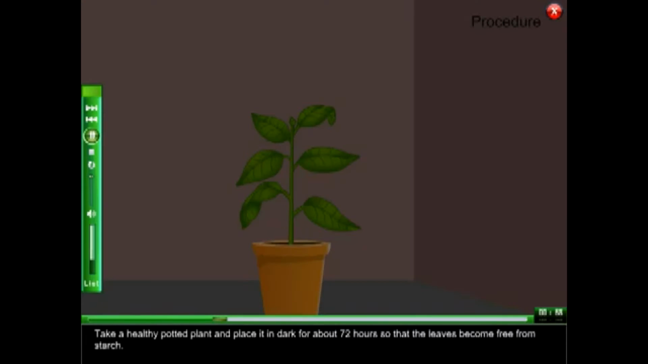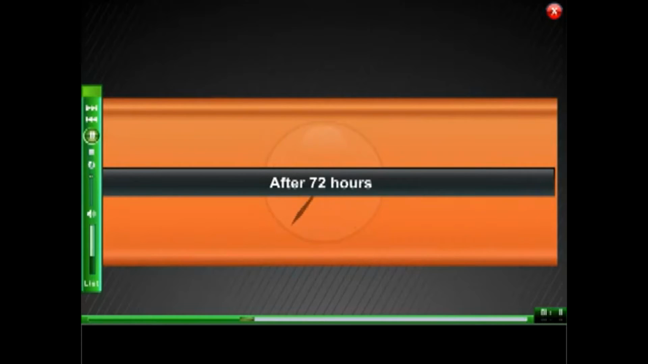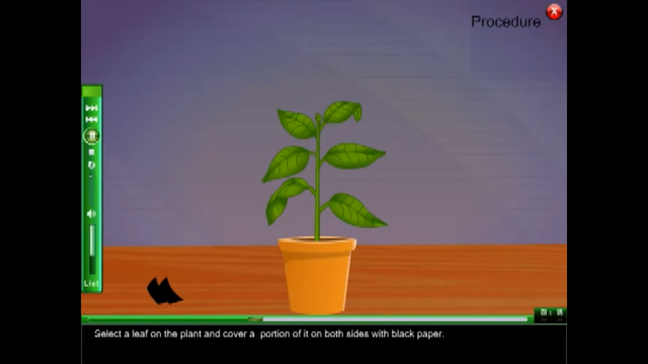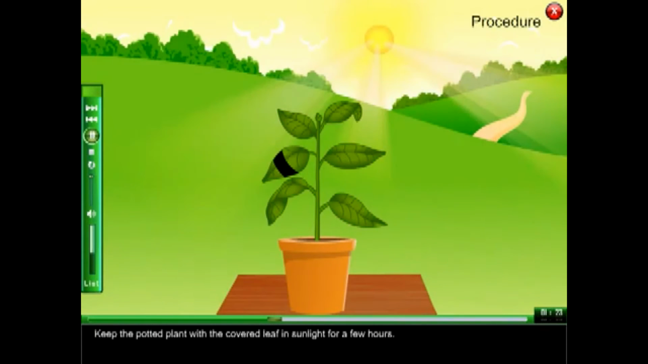Procedure: take a healthy potted plant and place it in the dark for about 72 hours so that the leaves become free from starch. After 72 hours, select a leaf on the plant and cover a portion of it on both sides with black paper. Keep the potted plant with the covered leaf in sunlight for a few hours.